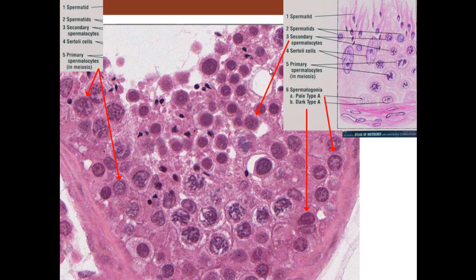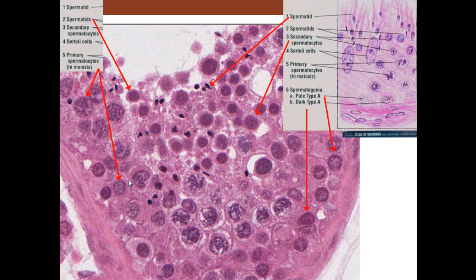But now we have secondary spermatocytes, and then they give rise to spermatids. You have the round spermatids, and then you have the elongated spermatids. So we have the spermatogonia, spermatocytes, spermatids, and we see two generations of spermatids, the ones that are round and the ones elongated, and we see two generations of primary spermatocytes.